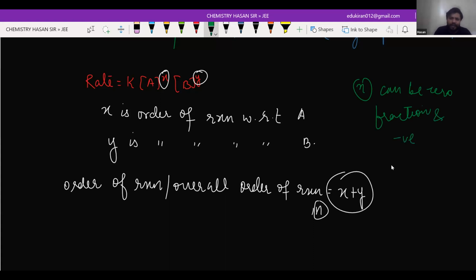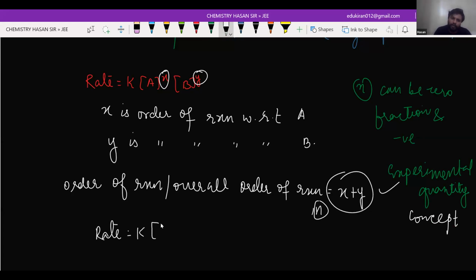And this is an experimental quantity. Molecularity is not an experimental quantity, it is a theoretical concept, and this is your experimental concept. So if someone gives you rate equals k into A raised to the power half into B raised to the power 3, what will be the order of reaction? You just need to add the powers and you will get the answer. So it becomes 7 by 2. Are you getting my point?